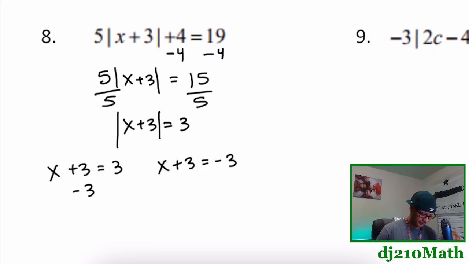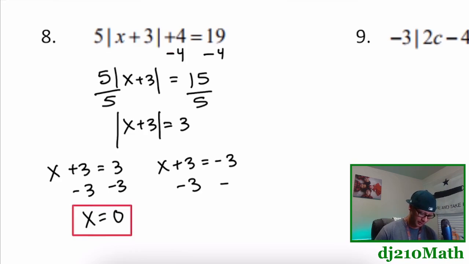Solving for x, subtract 3 from both sides, x is equal to 0. On the right, subtracting 3 from both sides, we get x is equal to negative 3 minus 3. So they're both negative, so you add. And of course it's negative.